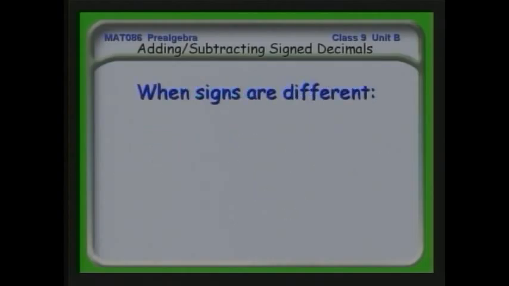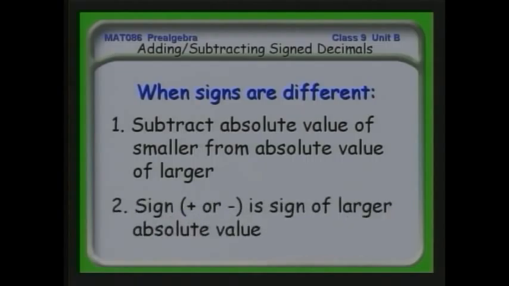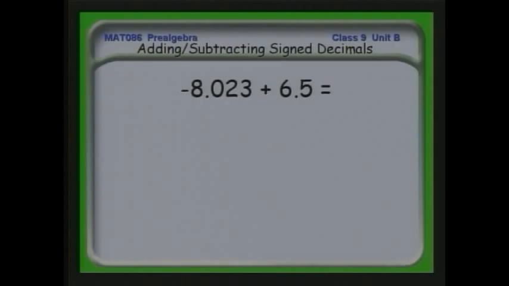Let's actually do the math. But we remember when the signs are different, we take the absolute values and we subtract the absolute value of the smaller from the absolute value of the larger, and then the sign is the sign of whatever the larger of the two absolute values is. Let's see how that works. Here's our problem to start with. So I write the 8.023, or again, that's the absolute value. I'm ignoring that negative sign. I take away the smaller of the absolute values, 6.5. Notice I've stuck a couple of zeros to the right again to make it come out.